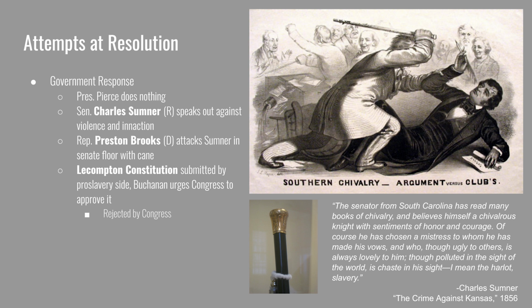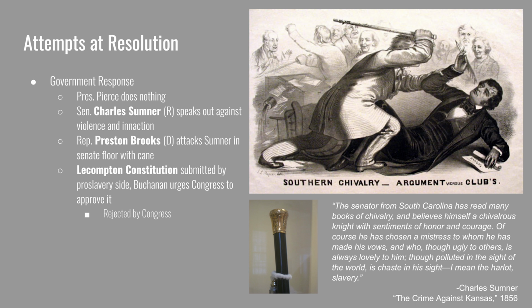He says, "The senator from South Carolina has read many books of chivalry and believes himself a chivalrous knight, with sentiments of honor and courage. Of course he has chosen a mistress to whom he has made vows, and who, though ugly to others, is always lovely to him. Though polluted in the sight of the world, is chaste in his sight. I mean the harlot, slavery." He's personally attacking his senator from South Carolina.